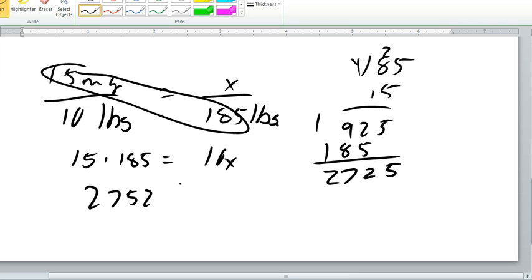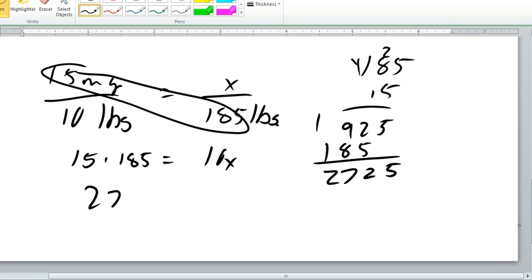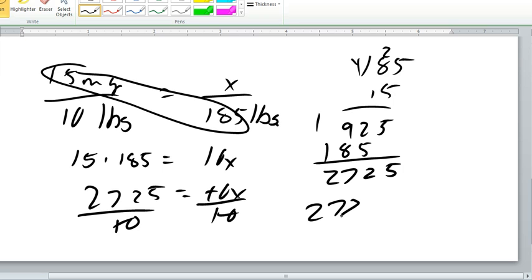Okay, so we have 207. Oops, that's wrong. What happened there? All right, 2,725 equals 10x. So we divide each side by 10. And so x is going to be equal to 272.5 milligrams of whatever that medication is. So that's kind of how this works.